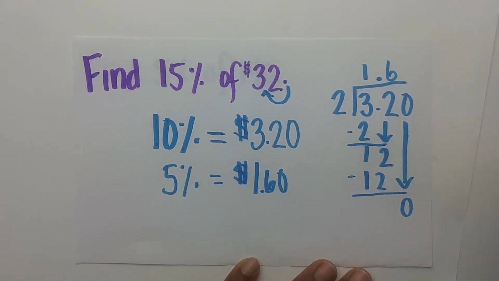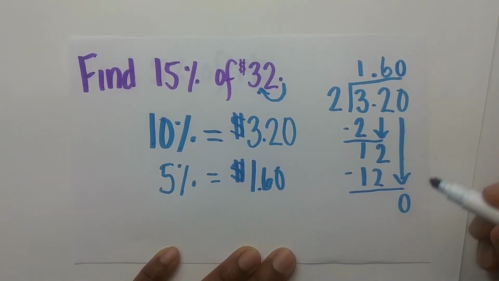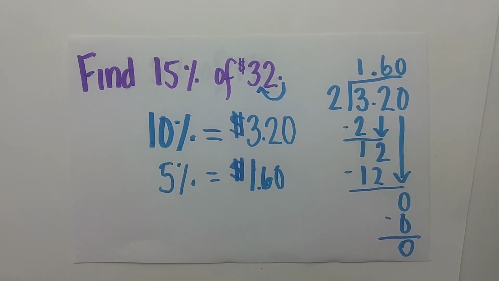I need to finish it off. I can't stop right there. 2 divided into 0 is simply 0. Subtract, and I'm left with 0. So that's how we got $1.60.